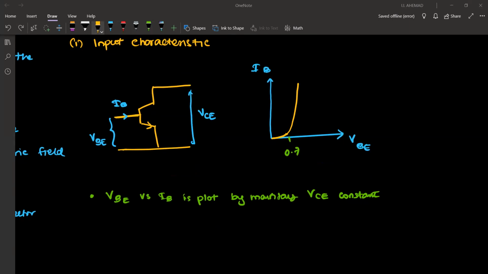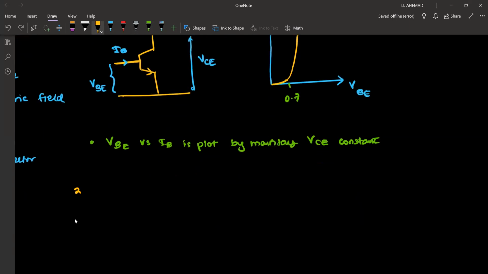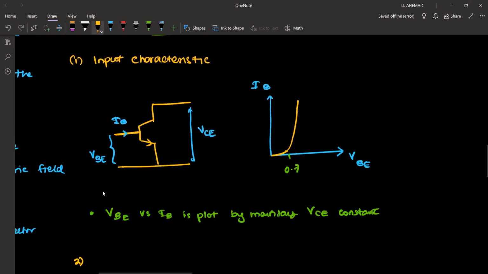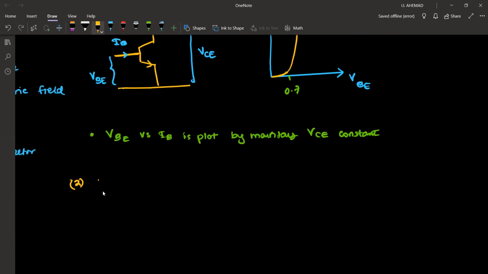Second, we have the transfer characteristic.